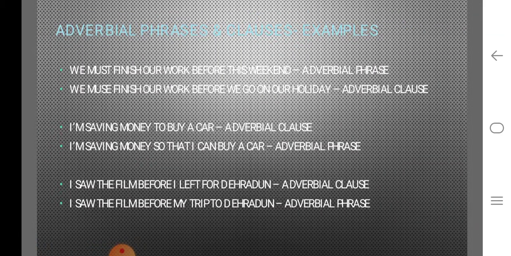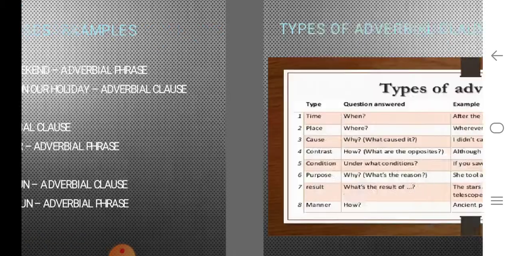So adverbial phrases and clauses, if you look at the examples: we must finish our work before this weekend, which is an adverbial phrase. We must finish our work before we go on a holiday, that's an adverbial clause. I am saving money to buy a car, which is an adverbial phrase. I am saving money so that I can buy a car, which is your adverbial clause. I saw the film before I left for Dehradun. I saw the film before my trip to Dehradun. So these are the different examples that you can understand looking at the adverbial phrases and clauses.